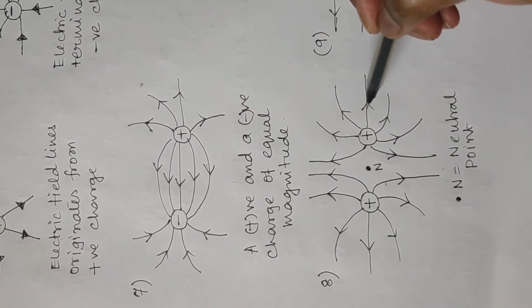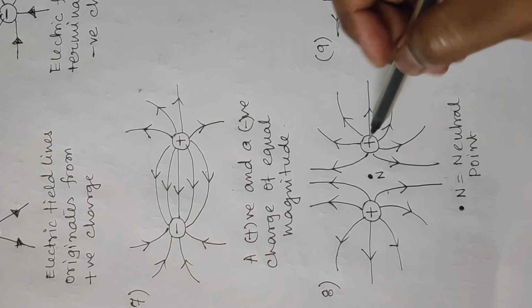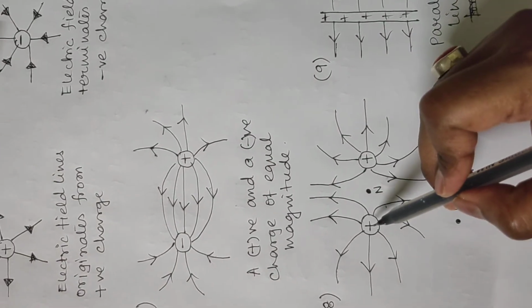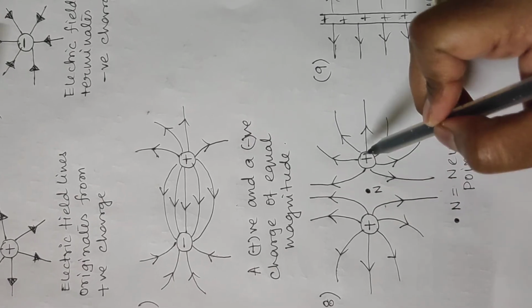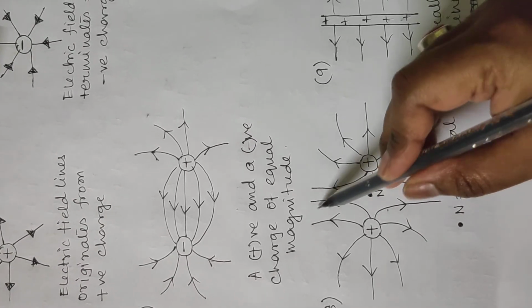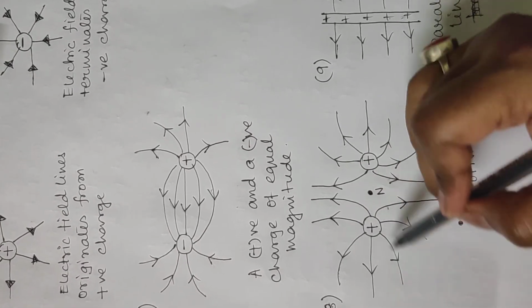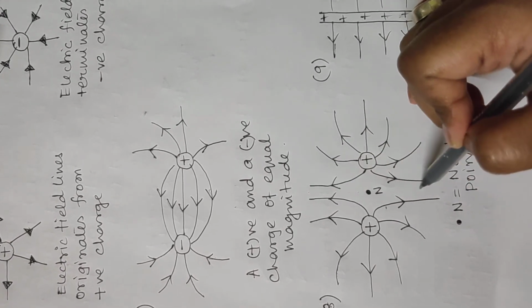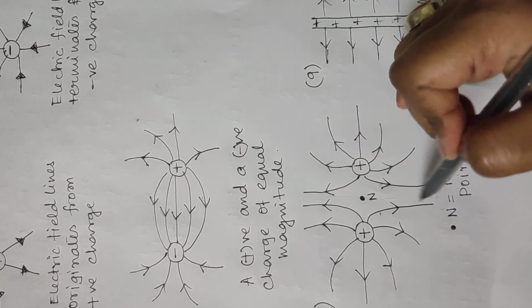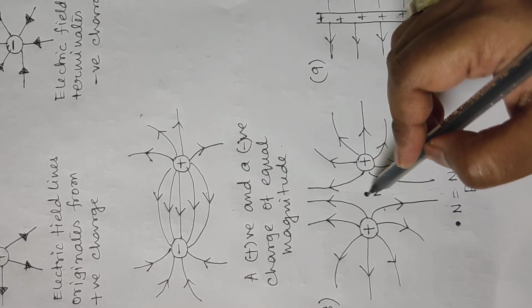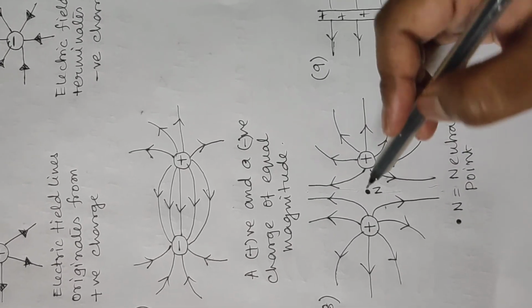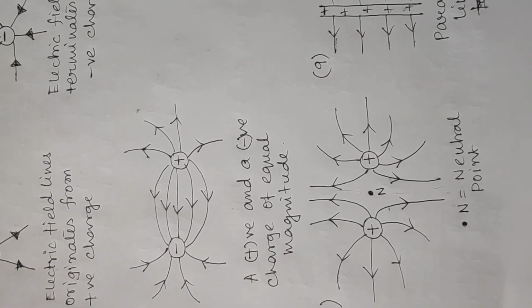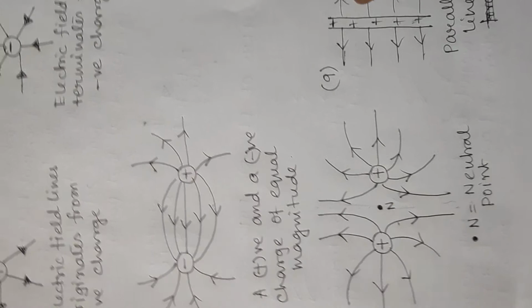Here in case number 8, we have taken two equal charges, that means two like charges. Here we have taken two positive charges, so the electric field lines will diverge from the positive charges. In this region there will be a point where there are no electric field lines, and this point is called the neutral point. In the neutral point, if we keep a test charge, it will not experience any force.